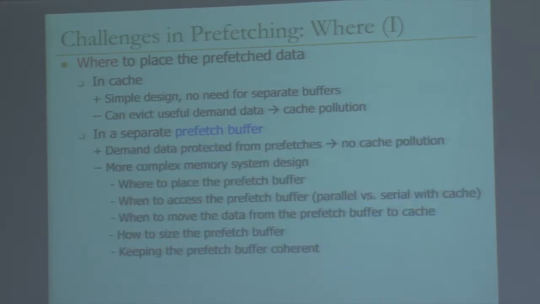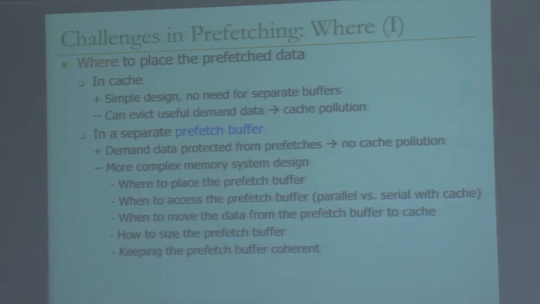In a separate prefetch buffer, basically, if you have a separate prefetch buffer sitting somewhere else in your memory hierarchy, now your demand data is protected from the prefetches, right? There's no cache pollution. At least there's no prefetcher-caused cache pollution. The downside of this prefetch buffer is now your memory system design is more complex, right? You already have many levels of hierarchy. If you add one more prefetch buffer, perhaps at every level or some levels, you need to make the design choice of where do you place the prefetch buffer, when to access the prefetch buffer, do you do it in parallel or serial with the level of cache you place it at, when do you move the data from the prefetch buffer to cache. A good idea is probably whenever the processor demands that data, although that's not even clear, because it all depends on the reuse patterns of the program, right?